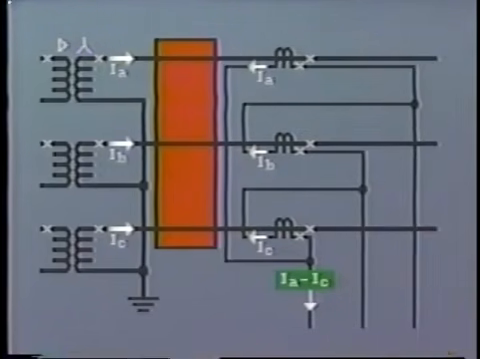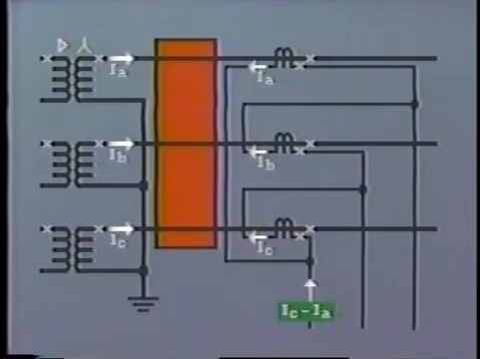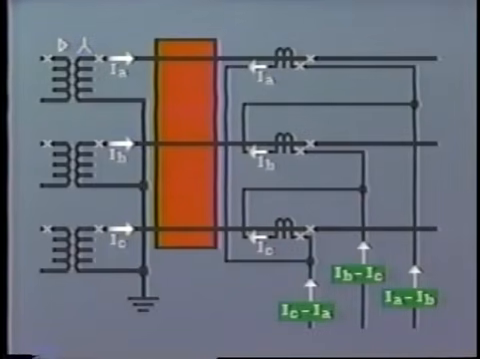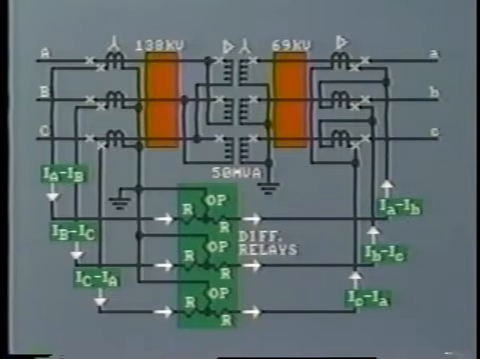But in order to compare the currents on either side of the differential relay, we must know the value of the current in the opposite direction. So this will be IC minus IA. Similarly, with the other two phases here, we have IB minus IC, and here IA minus IB. In each case, the current on either side of the differential relay corresponds to its respective line currents. Thus, the phasing is correct.